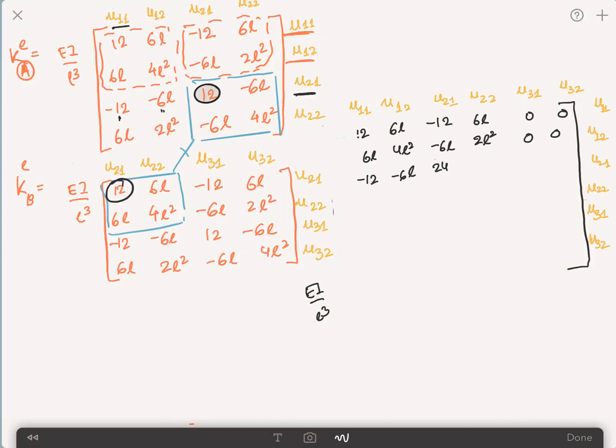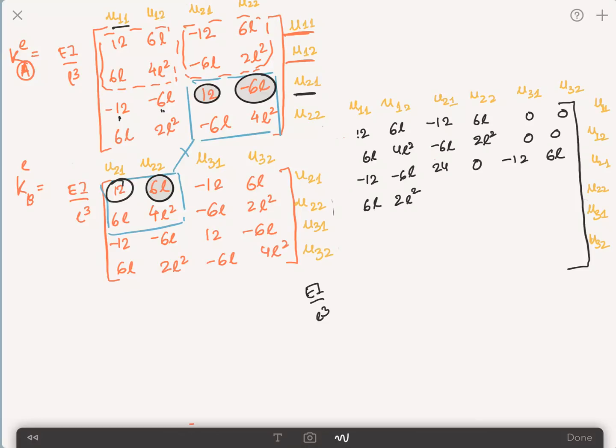And the same with U22. With U21, so you have 6L and minus 6L. That means if I add it up, I should get 0. So I have 0. And with 3 and 2, there's only single contribution, so I can just copy minus 12 and 6L. Now I do the same with U22. So with U22 and U11, there's only one contribution, so I will have 6L, and then the same with U12.